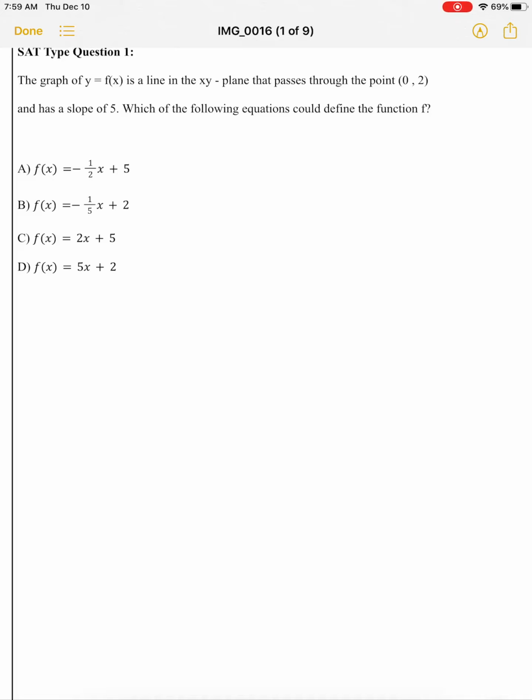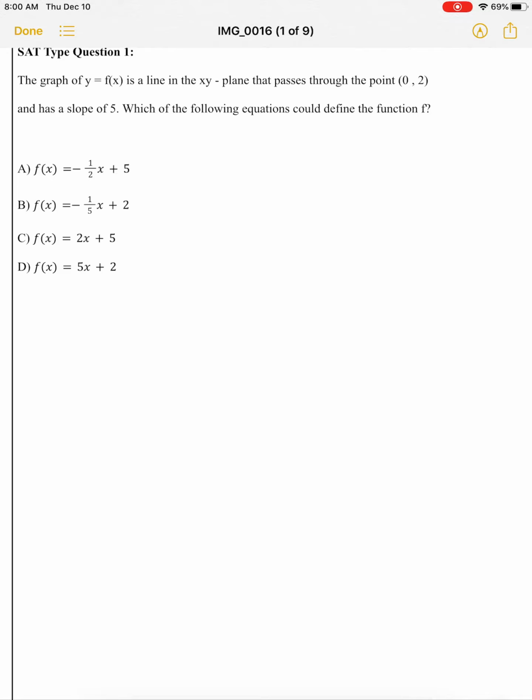Today, I'm going to be walking you through SAT type questions involving linear functions, which is what we've been studying. Hopefully, by the end of these 8 examples, you feel more comfortable answering SAT type questions involving linear functions. Feel free to pause this video or rewind as you're watching it so that you fully understand each question in order to complete tonight's homework.